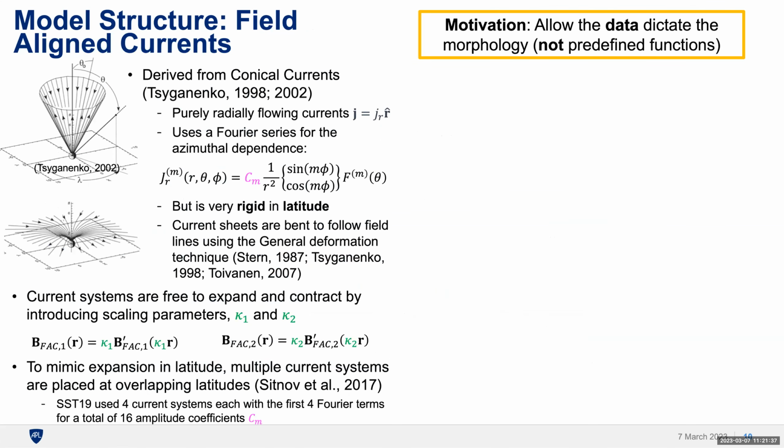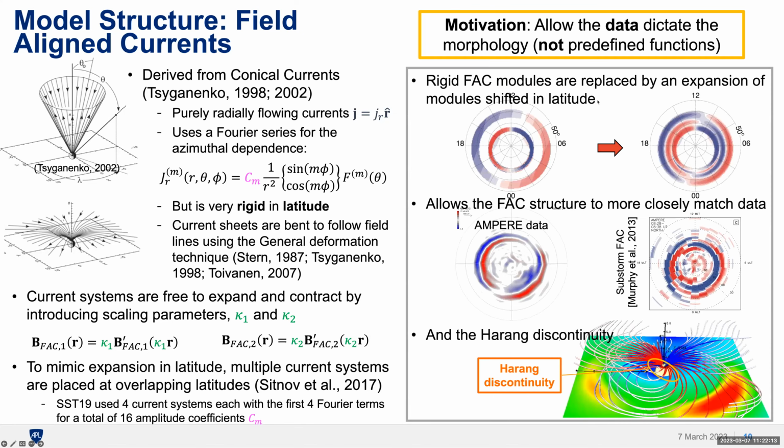For the field aligned current structure, we use these conical currents that were derived by Tsyganenko in the late 90s and early 2000s. So these are very rigid in latitude. And they are bent to then approximately follow the dipolar field lines. These introduce additional nonlinear parameters that allow these systems to expand and contract. And we use a total of 16 such systems in our current version of the model.